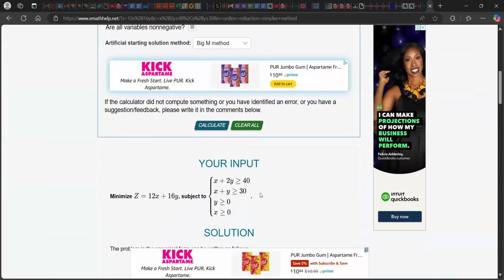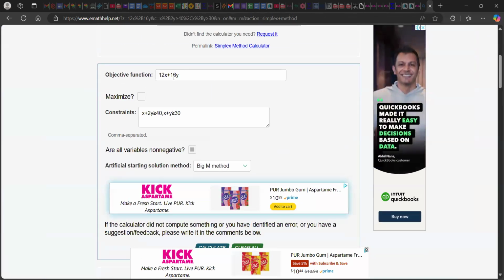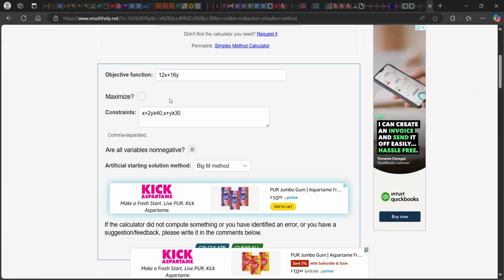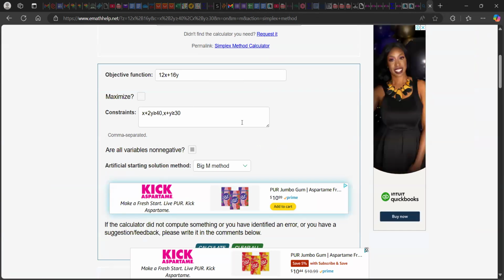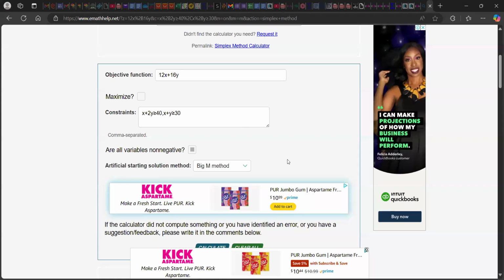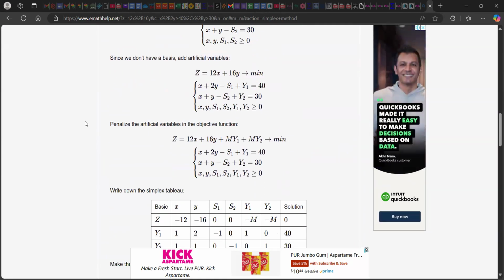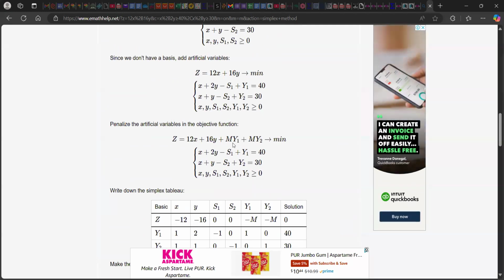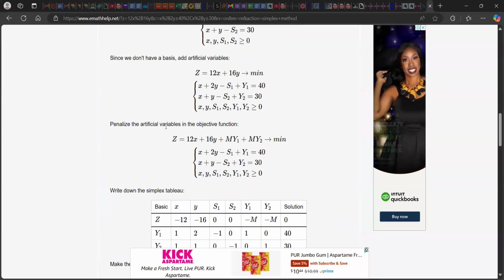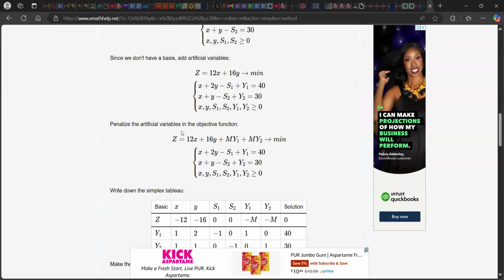Okay, yeah, look here, right? So it's the same problem. And notice I didn't click the maximization box, right? So I'm going to use the calculator. Notice what's going on. When you watch the solution now, you see they talk about penalizing the slack variables, right? They're not calling them slack variables, they call them artificial variables.